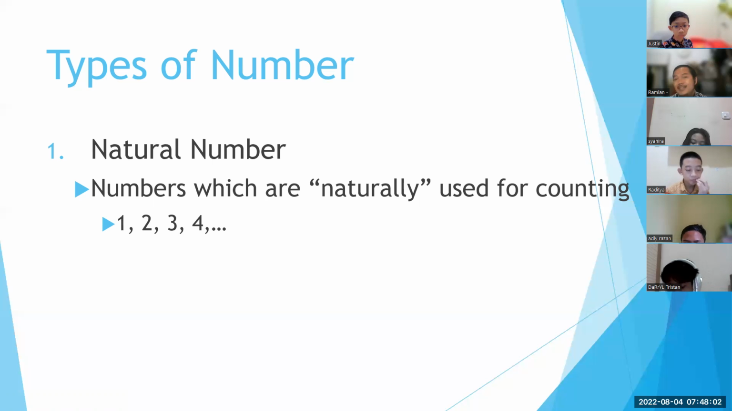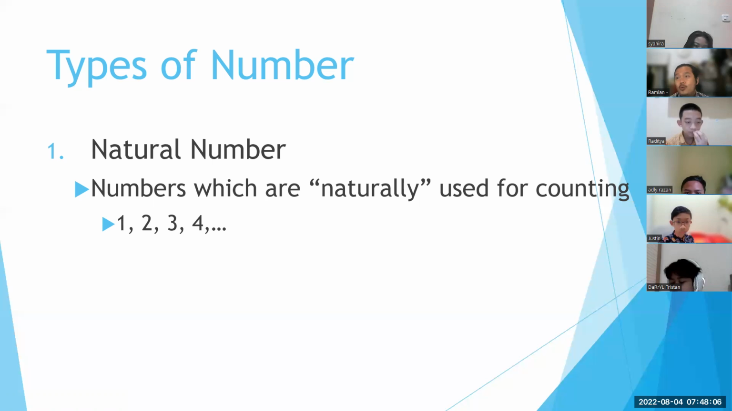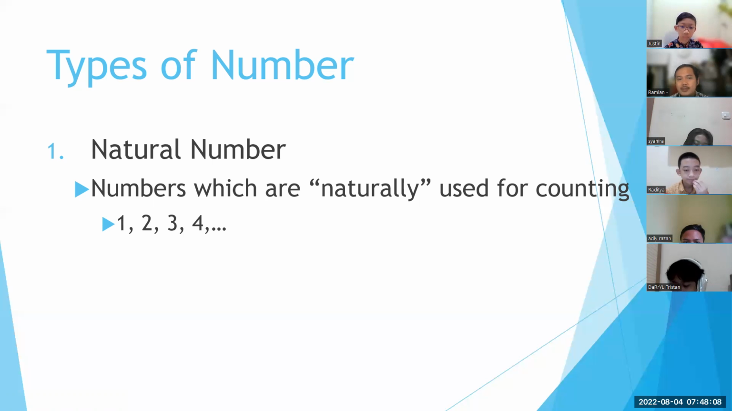ETC, yes. Etc. Or in here, Justin, maybe you want to... 1, 2, 3, 4, and then three dots means that it keeps going until infinity. Yes, it is. So those three dots mean it's going into infinity because we don't see any other number after the three dots.